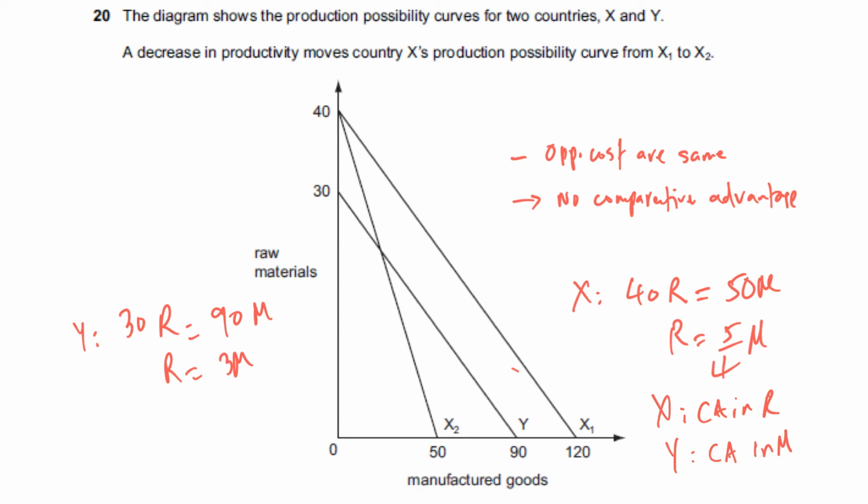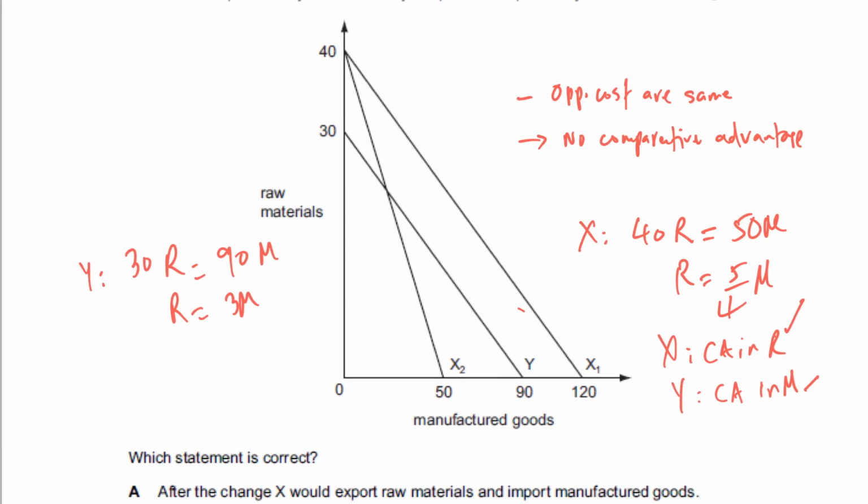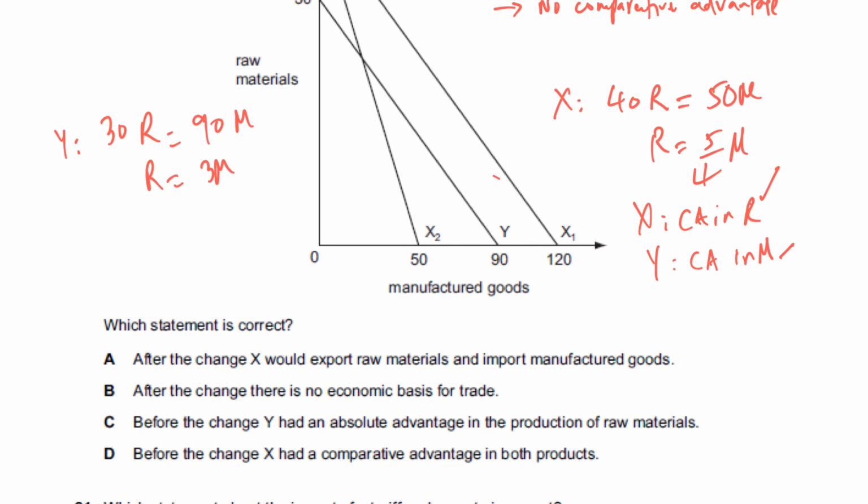M. So country X should specialize in raw material, and then the excess they can give it to country Y, who can specialize in manufactured good. And that's why if you look at the answer choices, the right answer for this question is, after the change, X would export raw material because they have a comparative advantage in raw material, and import manufactured goods because that's what country Y would produce. So A is the right answer.